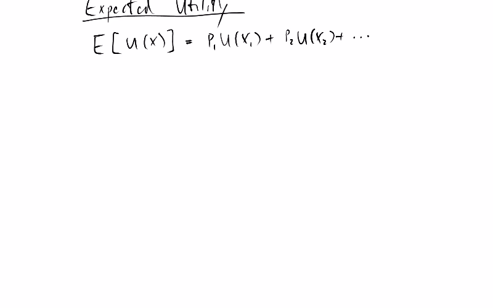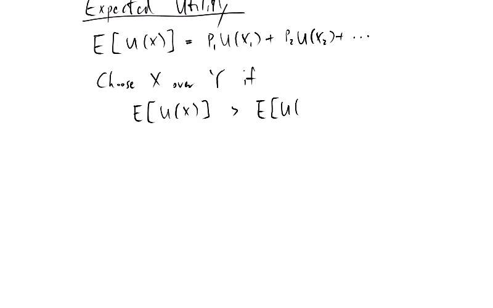So you would choose x over y if the expected utility of x is bigger than the expected utility of y. This model is very simple. That's why it's so appealing. All you need is an average. You need the probabilities, the payoffs, the utility function. You're good. You have a decision rule. So that's expected utility.